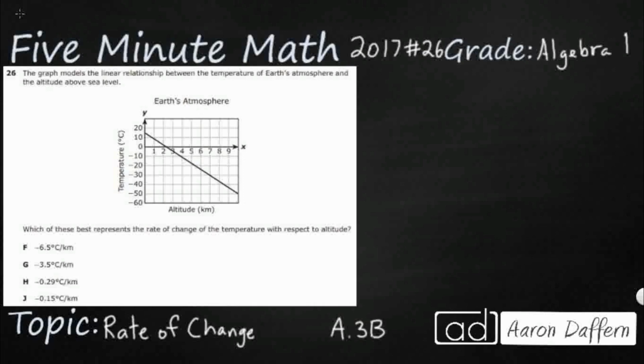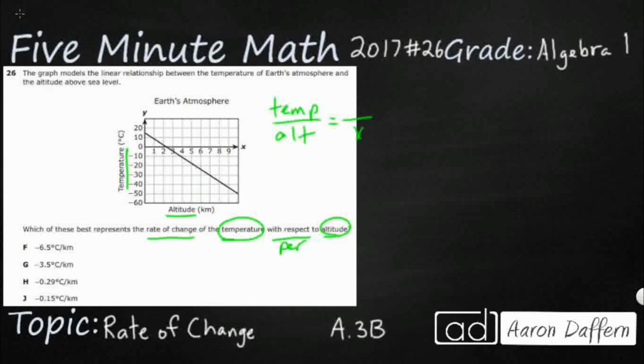So we have a graph of a linear relationship here, and we're looking for the rate of change of the temperature with respect to the altitude. With respect to just lets us know it's going to be a ratio, so per. So I've got my temp over my altitude. My altitude is going to be my x-axis.